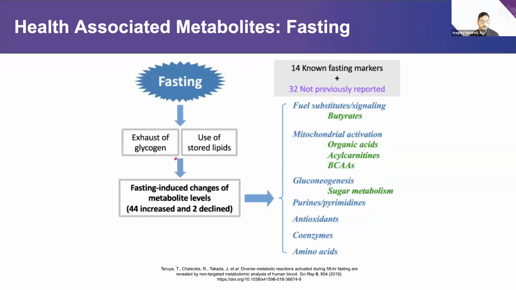Fasting as well. And so if somebody is fasting, you'll see shifts in their metabolome. This is why, generally speaking, when it comes to the timing of testing, whether it's urine or blood, you want to make sure that the timing is correct. And so you'll see changes in butyric acid, organic acids, acylcarnitines, branched-chain amino acids, a shift towards gluconeogenesis the longer you're fasting, and some other alterations as well. Purines and pyrimidines, like spermidine as well, is another one that will shift.